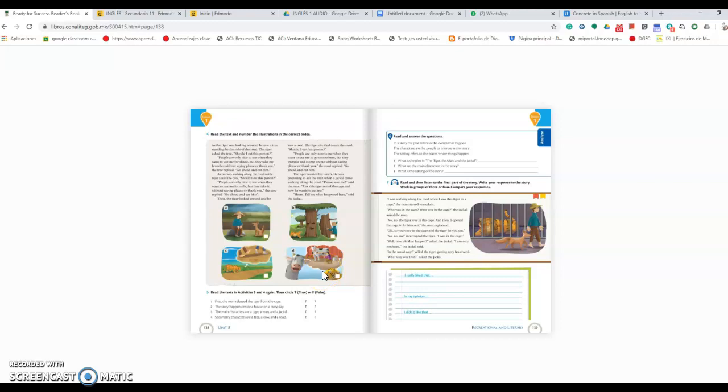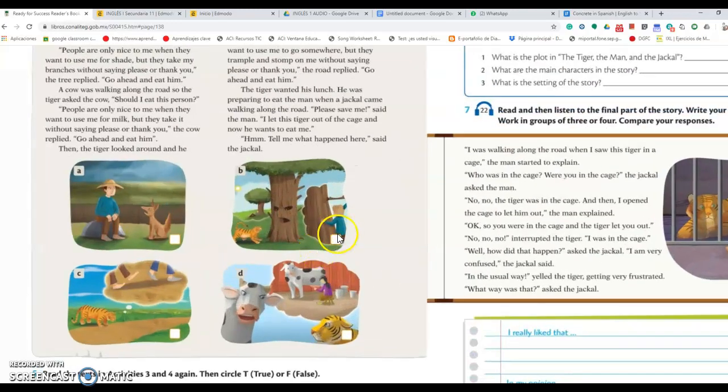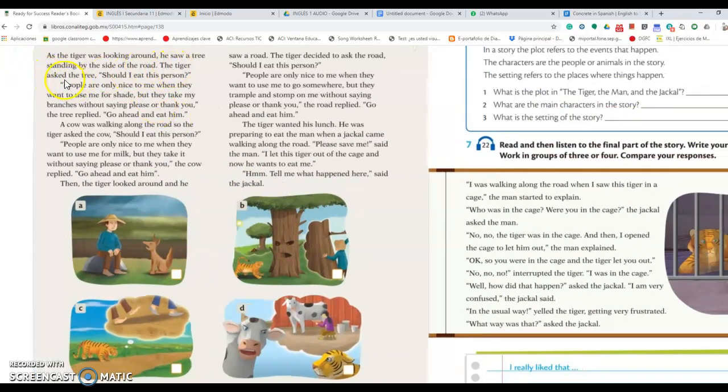Write number 1. I think the answer is here. This one. First, the tiger asked the tree, "Should I eat this person?" So in this space, you should write number 1 here. And after that, because remember, it says the tiger asked the tree, "Should I eat this person?" And after this, he goes and he talks to the cow. So this is the second picture. Picture 1, picture 2, and then picture 3. Let's see. Where's the answer?